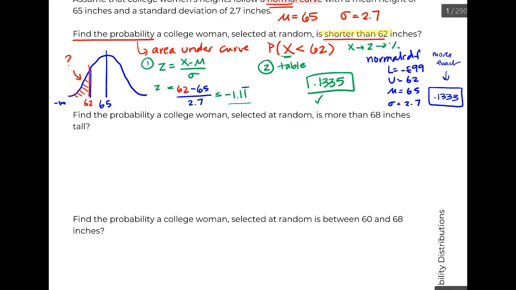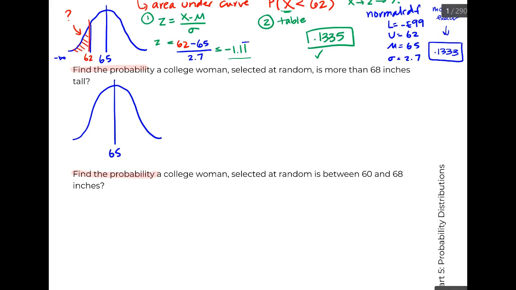All right, so the next two are also asking for probabilities. So we're going to draw our curve, centered at 65. And the first one says more than 68. So now we're at 68 and above. And then this is going to be a normal CDF because we're looking for this area.